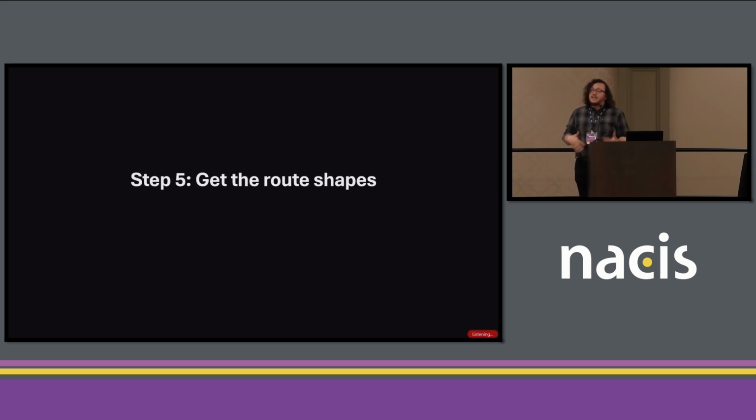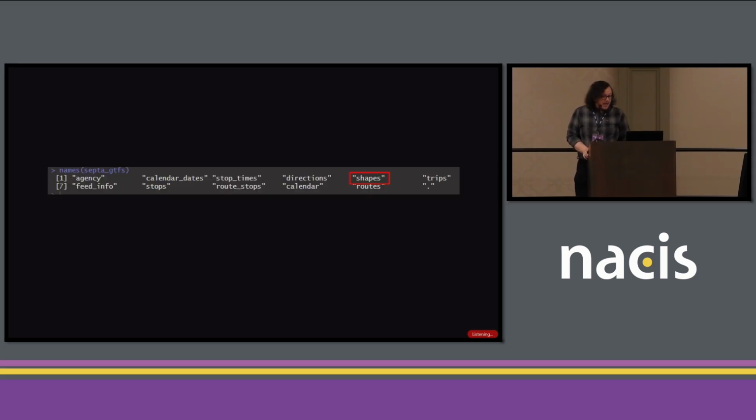Step 5 is where we get into the GIS side of things. We're going to get the route shapes. So what do these routes look like? We're going to go into our shapes data frame, and you might think that this is going to be really easy because there's a shapes data frame specifically created, but it's not going to be quite as easy.